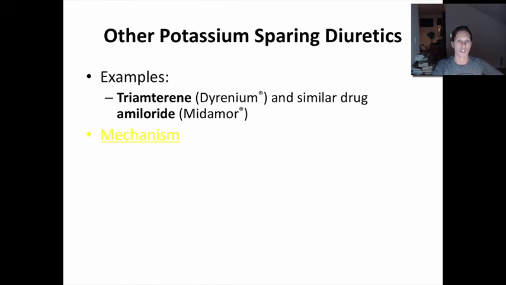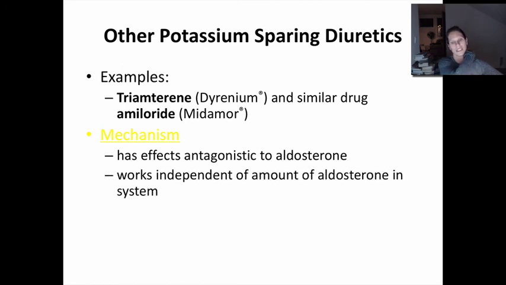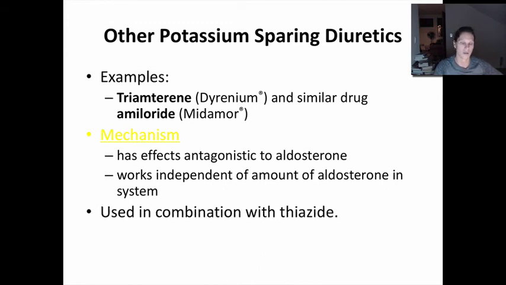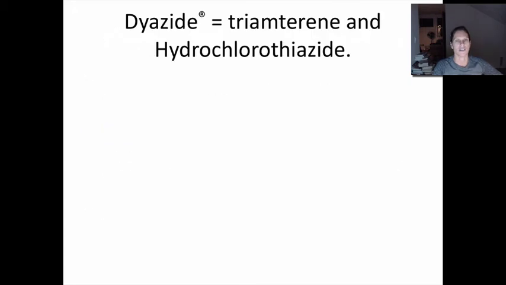Okay, so that's spironolactone. There are some other potassium-sparing diuretics, triamterene and amiloride. They're very similar, but they work independently of the amount of aldosterone in the system. They antagonize the receptor. But they are used the same exact way, right? In combination with a thiazide, and they have the same issues. They have combined triamterene, a potassium-sparing drug, and hydrochlorothiazide, and they put it in a drug called Diazide.